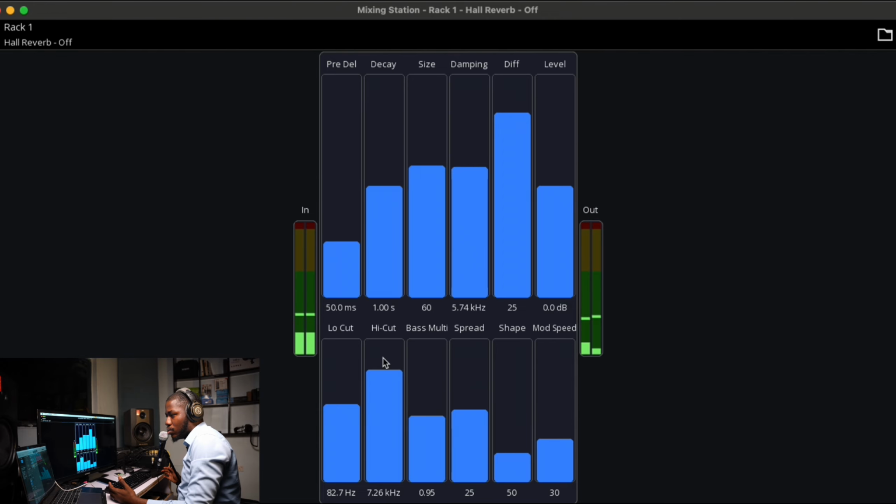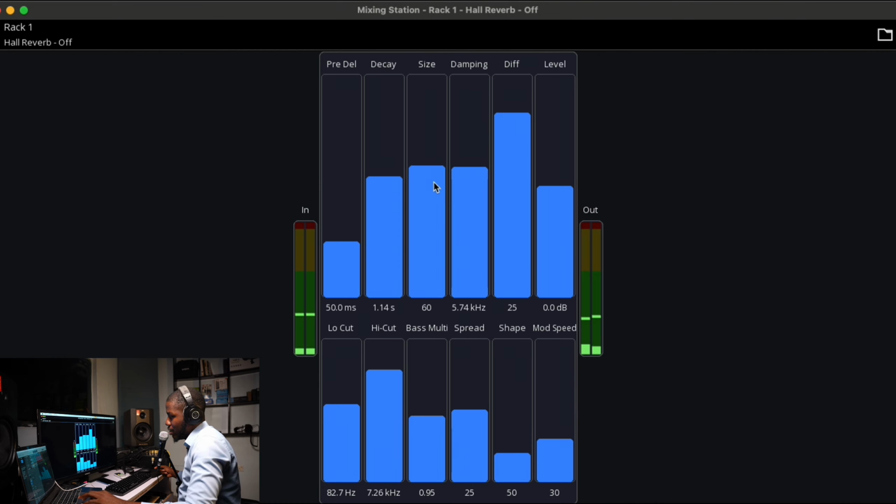The decay is just how much of the reverb you want after the original source. That's the pre-delay. Now, how much of that reverb do you want? Can you see? So that's basically what the decay is about, yeah.